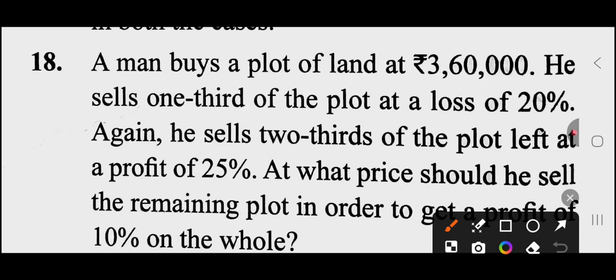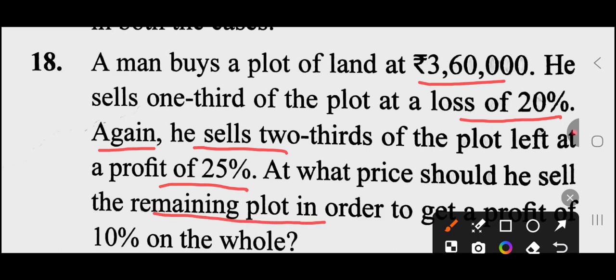buys a plot of land at rupees 3,60,000. He sells 1/3 of the plot at a loss of 20%. Again, he sells 2/3 of the plot left at a profit of 25%. At what price should he sell the remaining plot in order to get a profit of 10%? Okay.